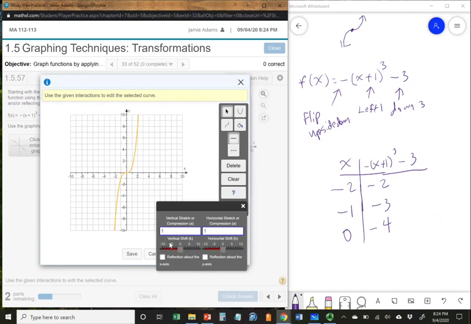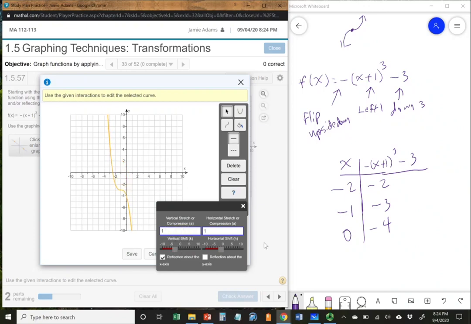Now I just have to type in the information that I've already found. I know that this thing flips upside down. That's a reflection across the x-axis, so I check that box. Then I know that this thing moves left by 1. So I move this to the left by 1. Then I know that this function shifts down by 3, so I shift it down by 3, which is minus 3.